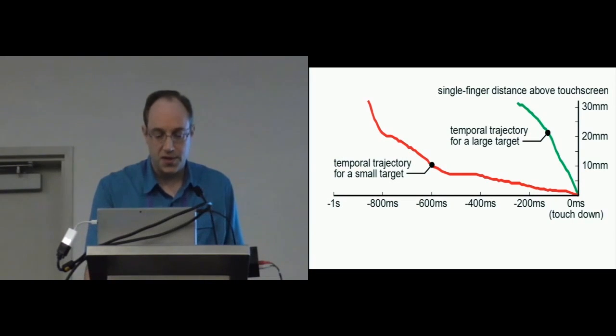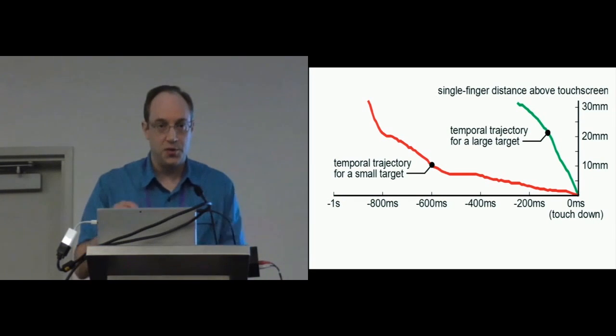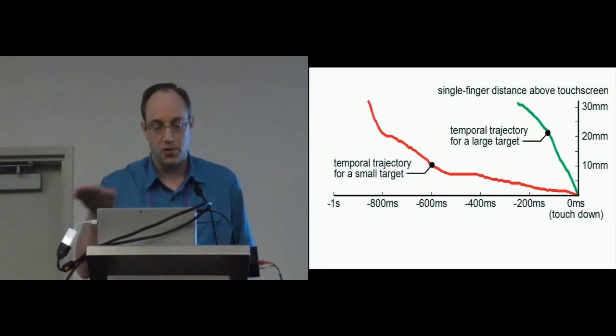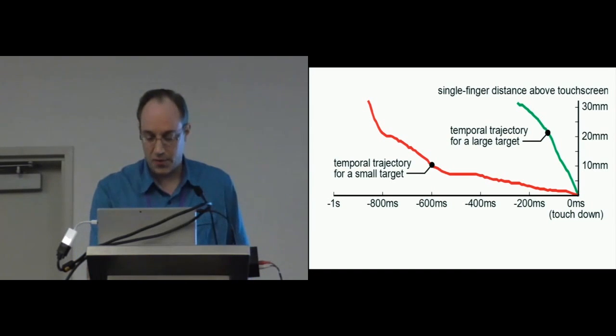This is just an instance of a particular user pointing at the screen. What we notice is that for large targets, typically the user will just point in this ballistic motion where they just quickly dive to the screen. But when it calls for precision, you see this slow, gradual approach. And so we're trying to take advantage of that and use that to distinguish what's going on.